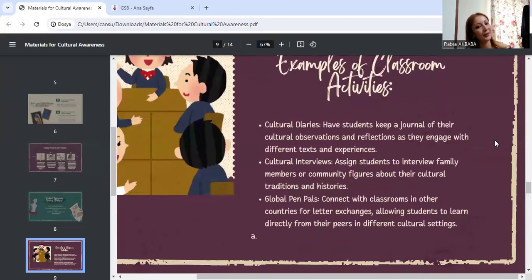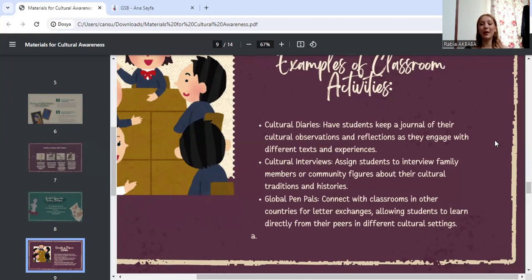And the last one, which is my favorite, Global Pen Pals: connect classrooms in other countries for letter exchanges, allowing students to learn directly from their peers in different cultural settings. I did it when I was in high school and I had a friend from Russia. She was so cute. We're still in touch.